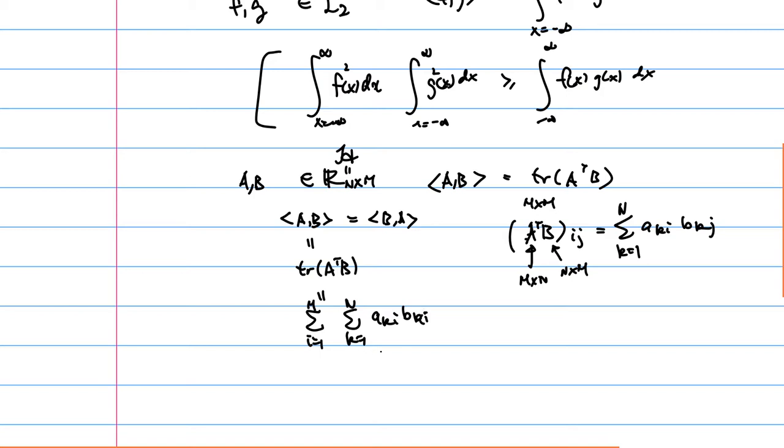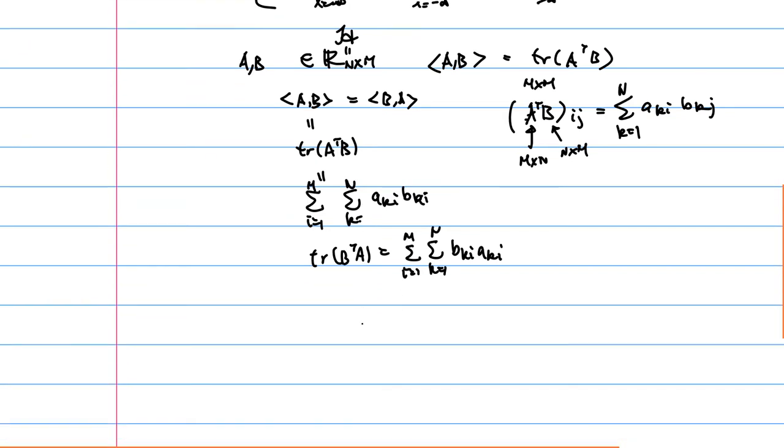Apparently this form is symmetric, and the trace of B transpose A will be simply flipping these two. The trace of B transpose A should be equal to the sum over i and k of b_ki a_ki. So this should be equal. Therefore the inner product is symmetric.